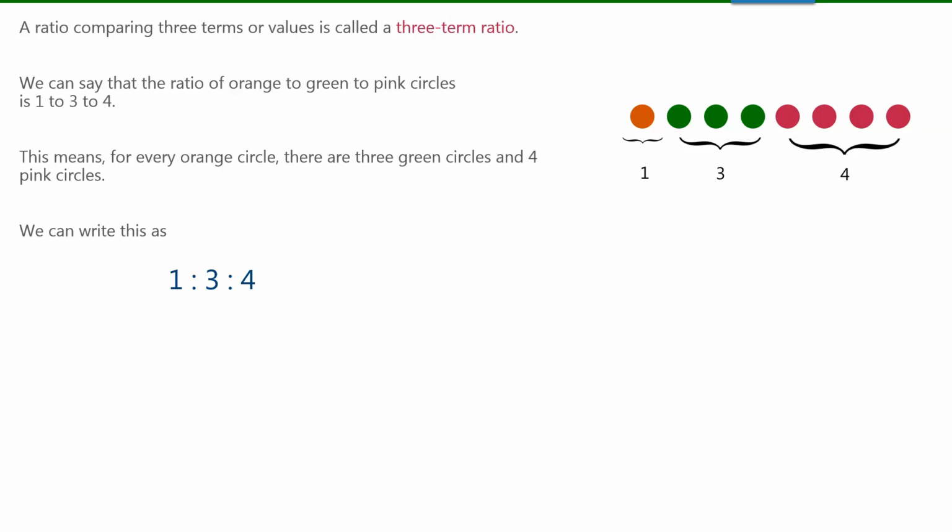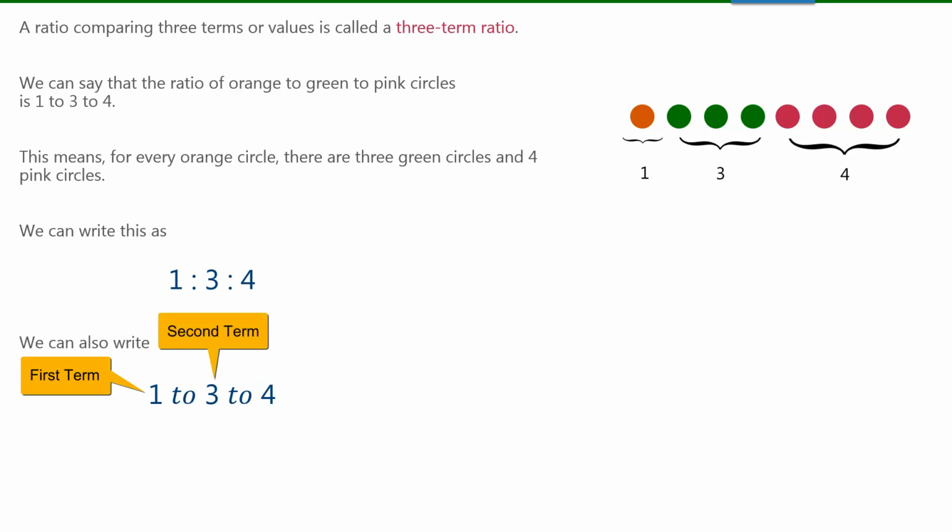We can also write it out as 1 to 3 to 4. 1 would be called the first term, 3 would be called the second term, and 4 is the third term. It is important to note here that three-term ratios cannot be written as fractions.